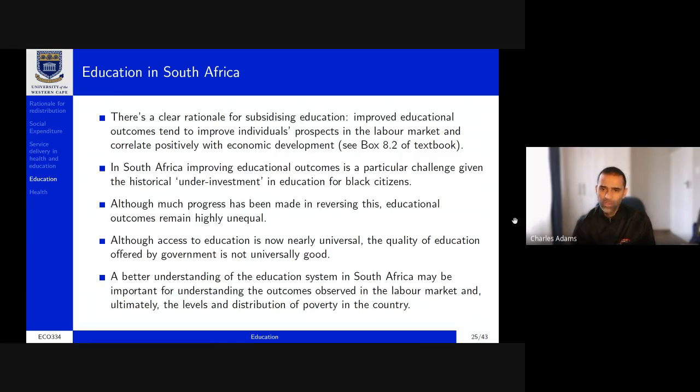So although access to education is nearly universal, the quality of education offered by government is not universally good, right? And a better understanding of our system may be important for understanding, as I just suggested, the outcomes that we see in the labor market, right?